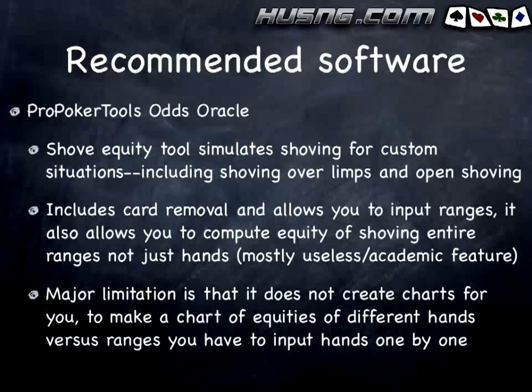Academic reasons are just to have an idea of the equities of strategies. That's what it's going to be useful for. The major limitation of this software is that it doesn't create charts for you. So if you want to look at the situation where villain's calling a tight range at 25 big blinds deep, what hands can you open shove? You have to go one by one through all the hands, compute the equities, and plug them into Excel to make a chart, to be able to look at something and say, okay, I can shove these hands and not these hands. Unlike the Genher tool, for instance, which does all the hands at once.